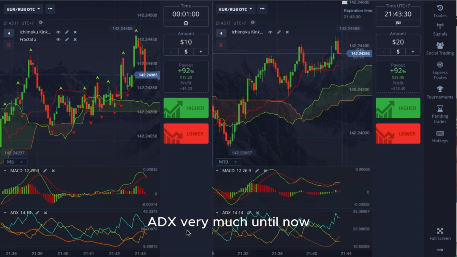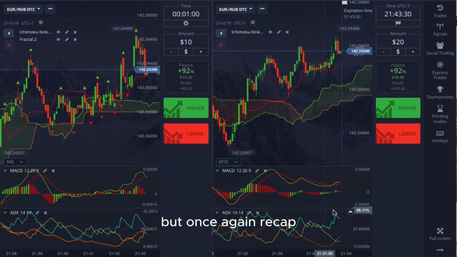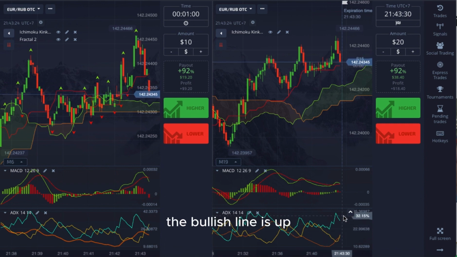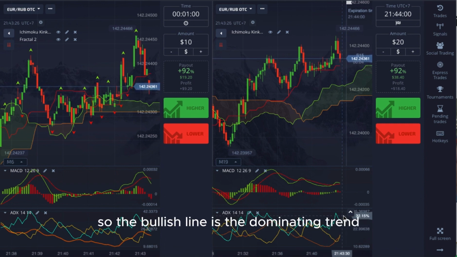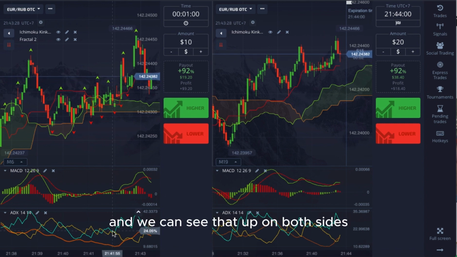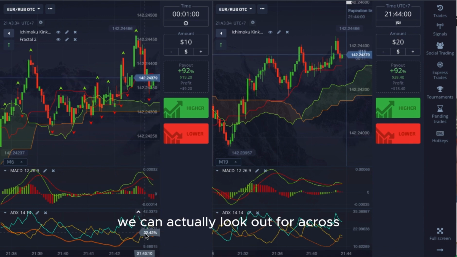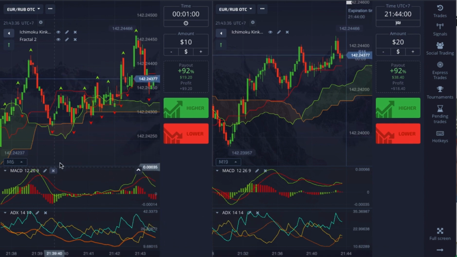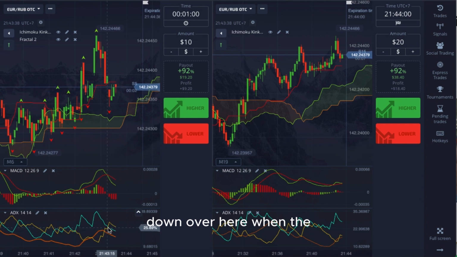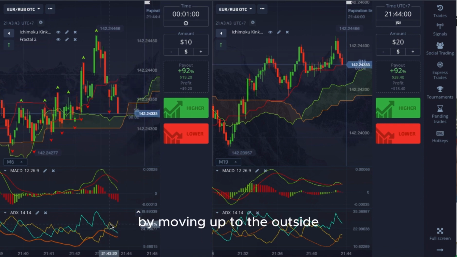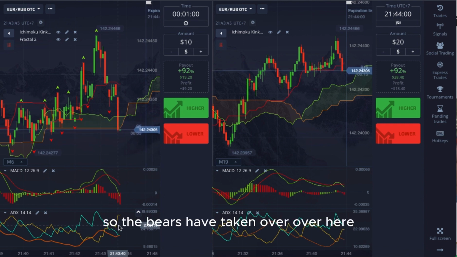Now, we have not talked about the ADX very much until now, but once again, recap: we see that the bullish line is up, so the bullish line is the dominating trend, and we can see that up on both sides. And if there is going to be a direction change, we can look out for a cross down over here when the bears take over by moving up to the upside. So the bears have taken over here.